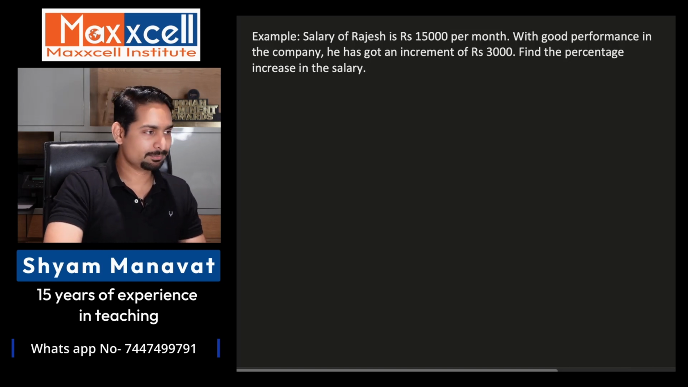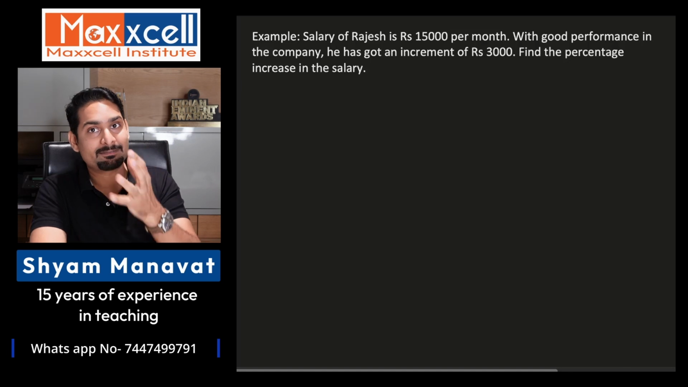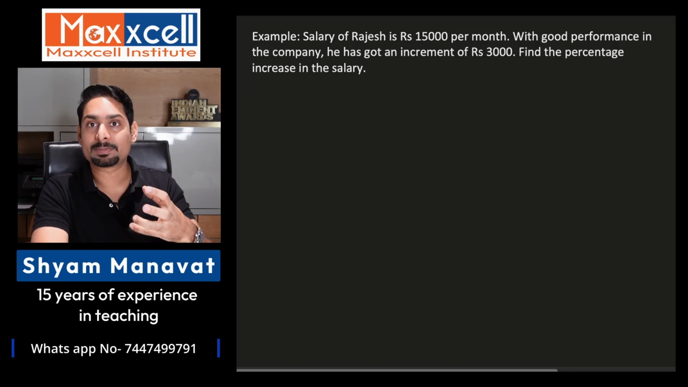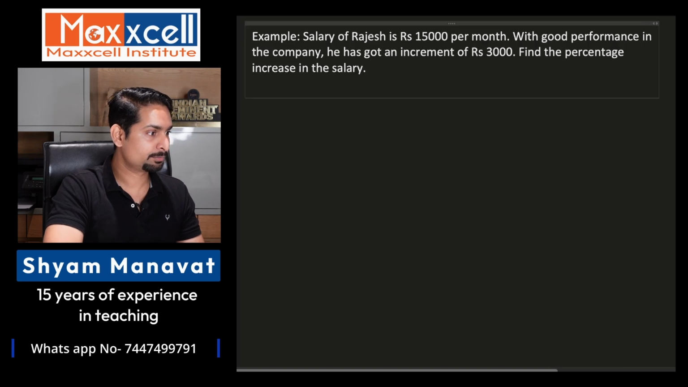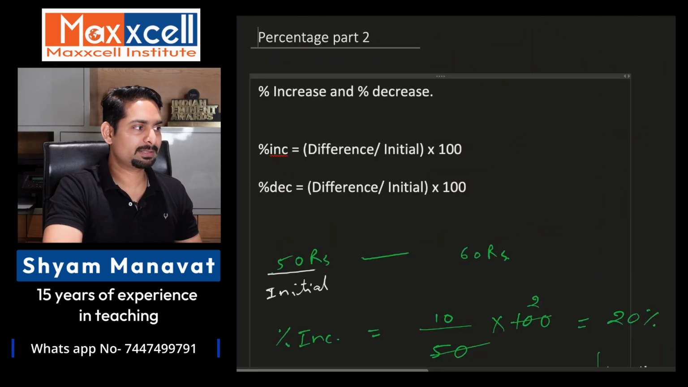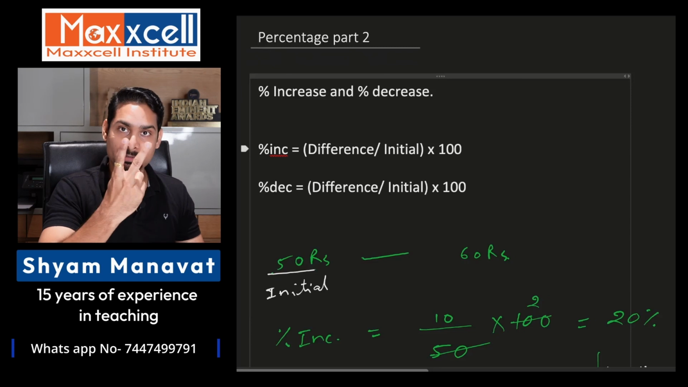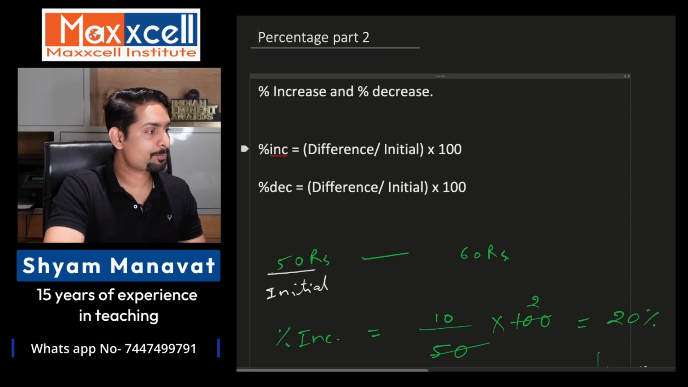Okay. So we have discussed how to calculate percentage increase in the previous class. Let me show it to you. This is what we have seen in my second class of percentage. That is, percentage increase is difference by initial. Percentage decrease is difference by initial into 100, of course, to convert this into percentage.